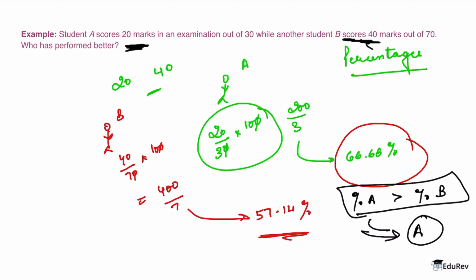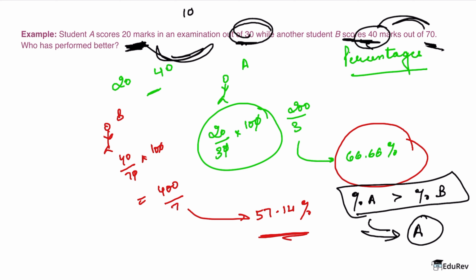And our subconscious brain is going to neglect the fact that A is getting 20 out of 30 and B is getting 40 marks out of 70. So the difference between 20 and 30 is 10, whereas the difference between 40 and 70 is 30, which means that the performance of A is better than the performance of B. But obviously, any person who sees the data as given on the slide is going to do the same thing which I have told you right now.